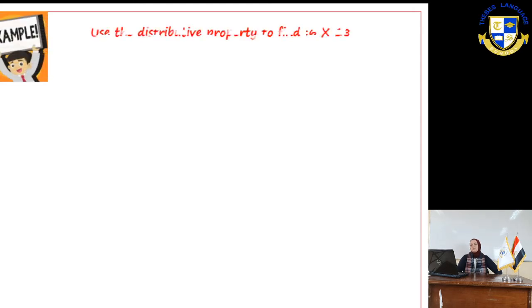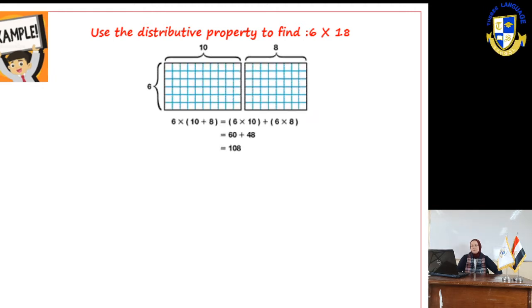Example, use the distributive property to find 6 times 18. Here we have an array, consists of 6 rows and 18 columns, okay? Now we are going to break the array into 2 parts, 8 columns and 10 columns. Each one, 10 columns alone, 8 columns alone, okay? So we are going to make 6 times 10 plus 8. It means 6 times 10 plus 6 times 8, okay? 6 times 10 equals 60, plus 6 times 8 equals 48. So here we have 60 plus 48 equals 108, okay?